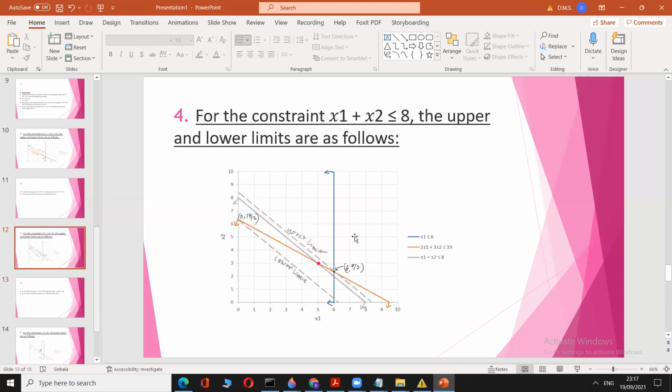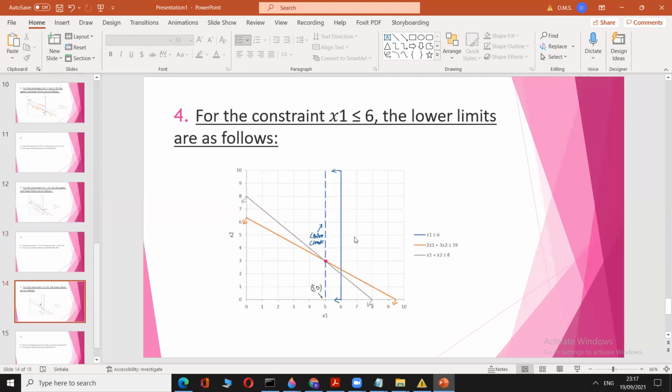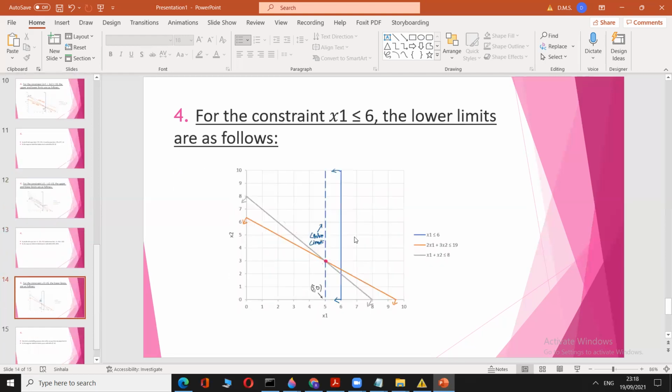Okay, I think you understood those things. And the next constraint line is x1 less than or equal to 6. We know that it is unbounded. Because of that, it does not have an upper limit. It only consists of a lower limit. How do you find the lower limit? That is the place where it is getting intersected with the other two constraint lines. You only want to consider the other two constraint lines where it is getting intersected.